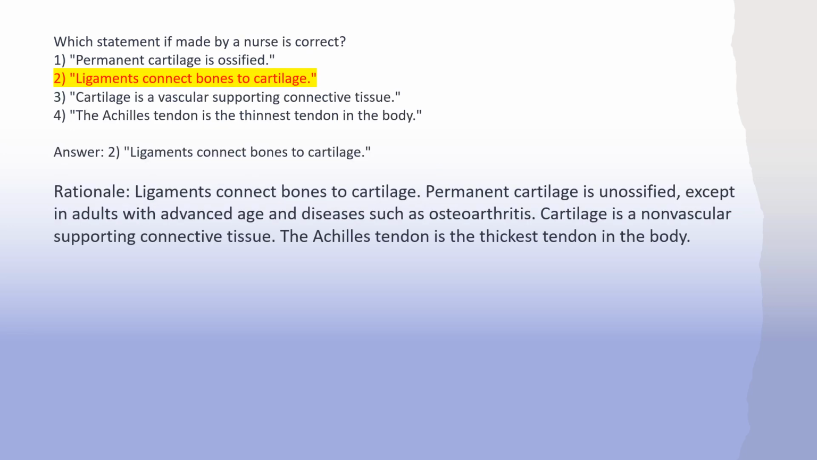Answer 2. Ligaments connect bones to cartilage. Rationale: ligaments connect bones to cartilage. Permanent cartilage is unossified, except in adults with advanced age and diseases such as osteoarthritis. Cartilage is a non-vascular supporting connective tissue. The Achilles tendon is the thickest tendon in the body.